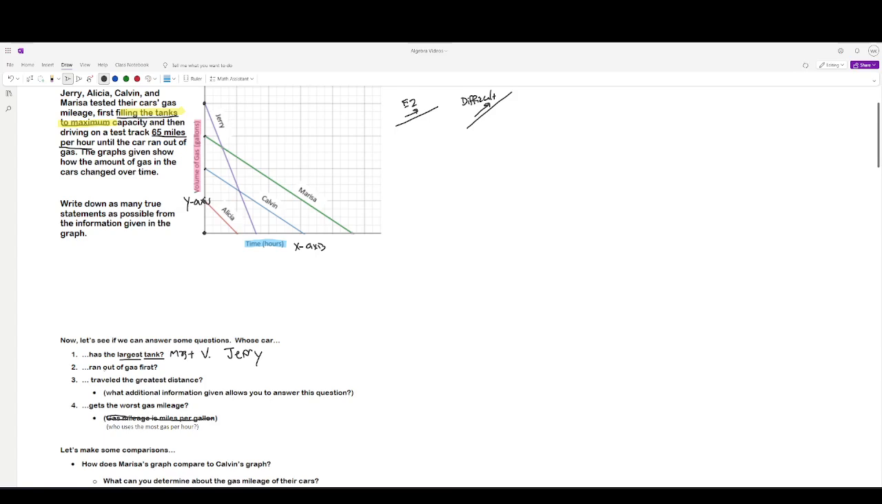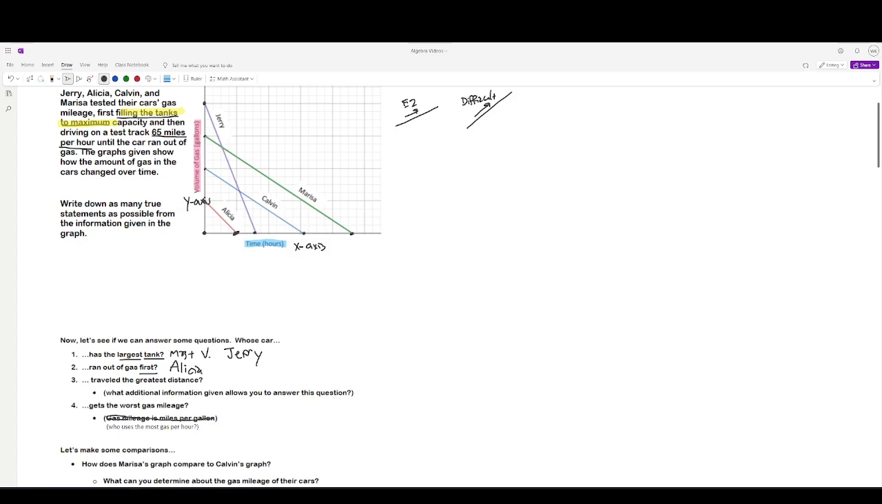Number 2 says who ran out of gas first. So our x-axis represents time, and it says who ran out first. So first would mean our earliest x-intercept. So Alicia ran out of gas at this time, Jerry ran out a little later, Calvin much later, and Marissa ran out the last. So who ran out of gas first would be Alicia.